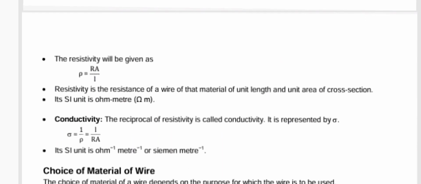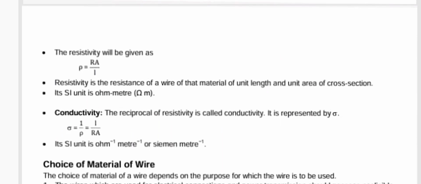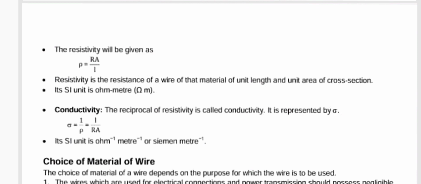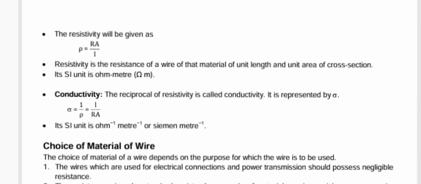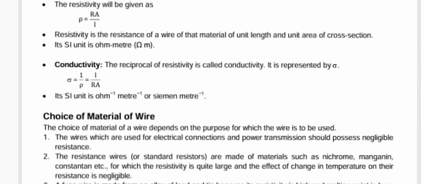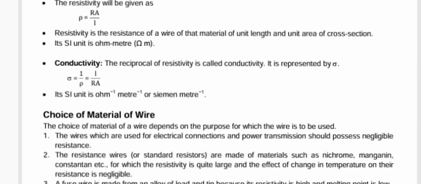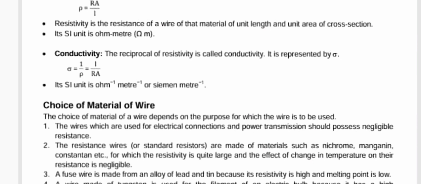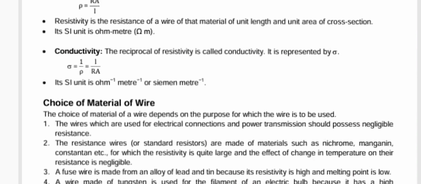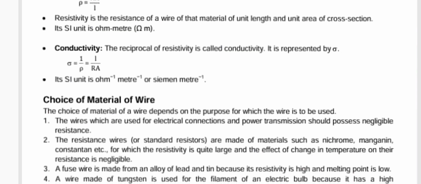Now the resistivity will be given as rho is equal to RA upon L. Resistivity is the resistance of a wire of that material of unit length and unit area of cross section. Its SI unit is ohm meter. Conductivity: the reciprocal of resistivity is called conductivity. It is represented by the symbol sigma. The SI unit is ohm to the power minus 1 meter to the power minus 1, or siemens meter to the power minus 1.